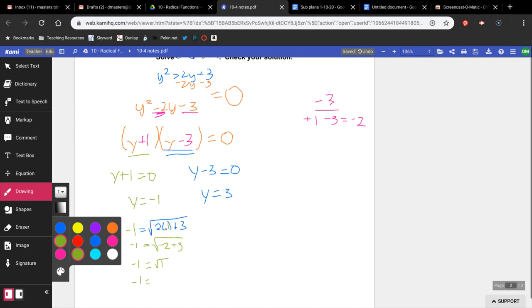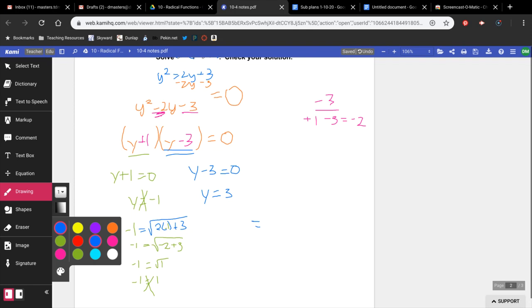And we need to check, is the square root of positive 1, which is just positive 1, equal to negative 1? No, those are not the same. One's positive, one's negative. So that means that this is not a solution. It is extraneous. All right, let's check this 3.